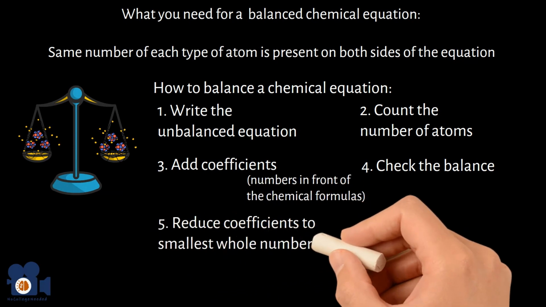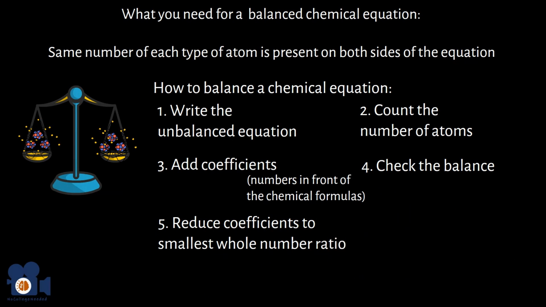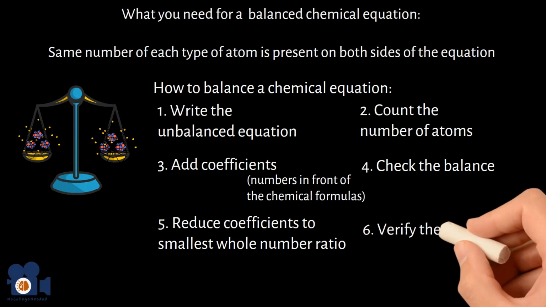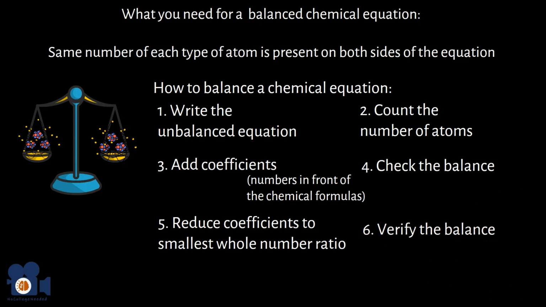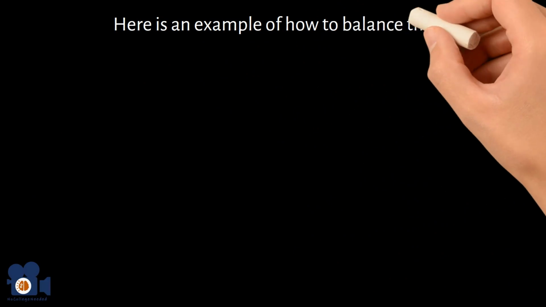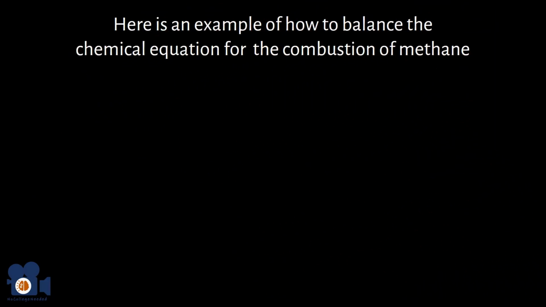5. Reduce coefficients to the smallest whole number ratio. If any coefficients are fractions, multiply all coefficients by the denominator to get rid of the fraction and make them whole numbers. 6. Verify the balance. Double-check that the equation is balanced by counting the number of atoms of each element again. Here's an example of how to balance the chemical equation for the combustion of methane.